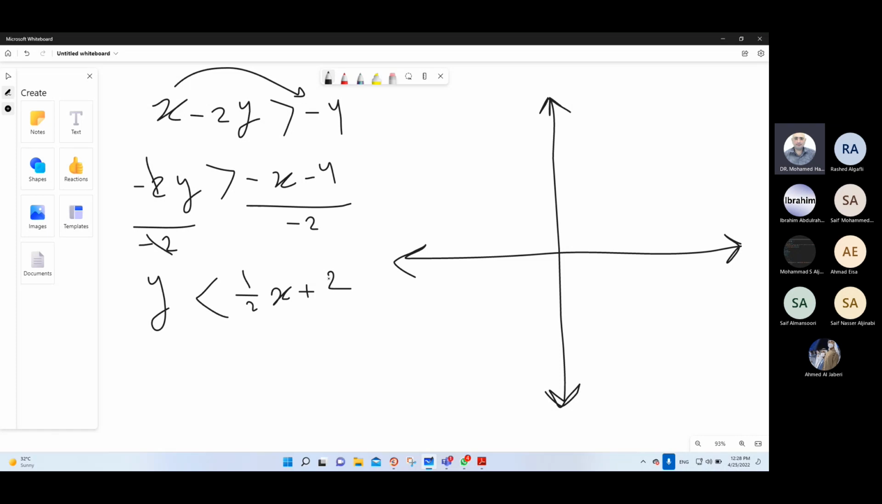As you see, this is the y-intercept, which means the first point we have is 0, 2. This is 1, this is 2, this is 0, 2. The second point, you can choose any value of x. If you choose 2, for example, and put the value of x as 2, 2 times half will be 1. 1 plus 2 will be 3. So 2, 3.